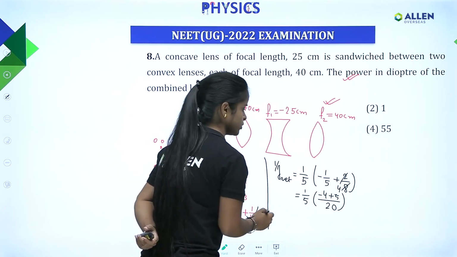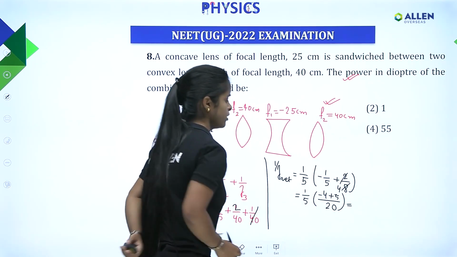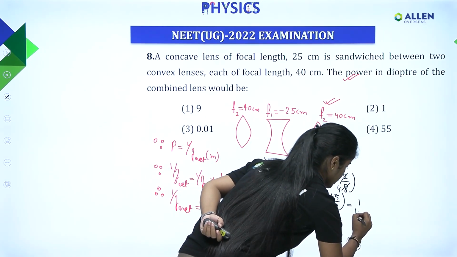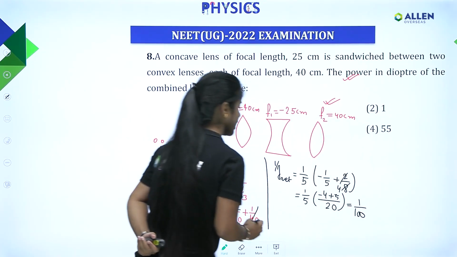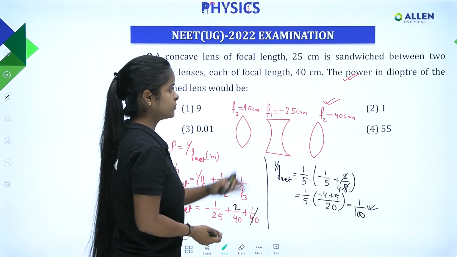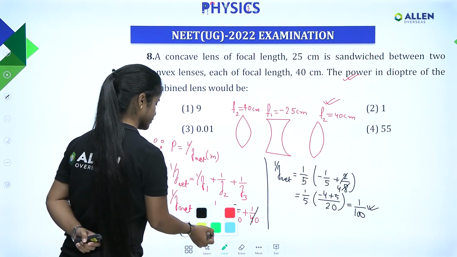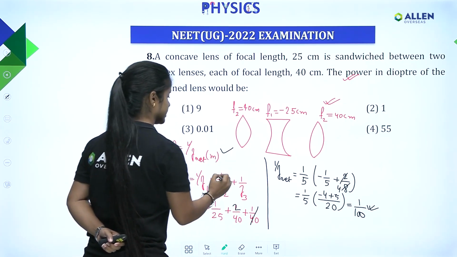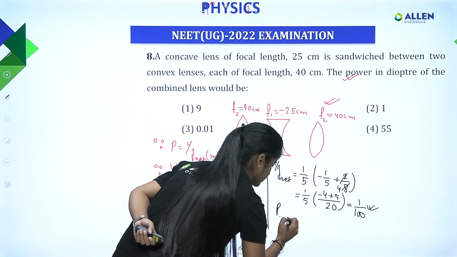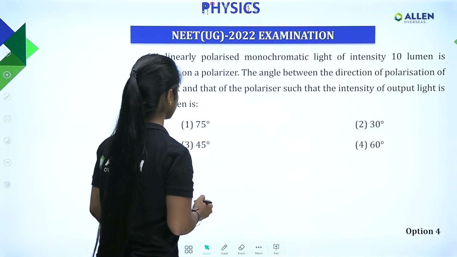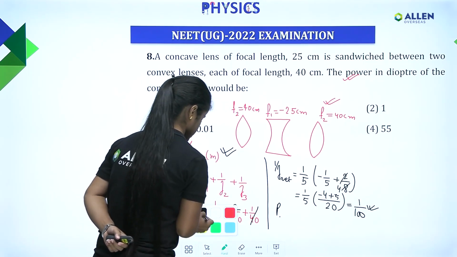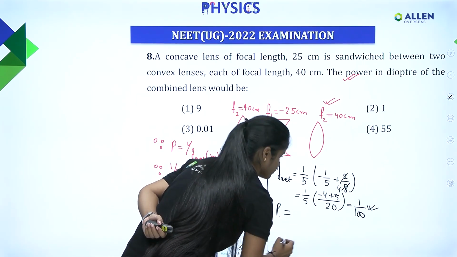So after solving this part, what you are going to get? Minus 4 plus 5 will be plus 1, and it will be 1 by 100, right? But our aim is to calculate power. And as it is known to everyone, power equals 1 by F net, where F should be in meter, right? So in the next step, I am going to write here, power equals 1 by F net.